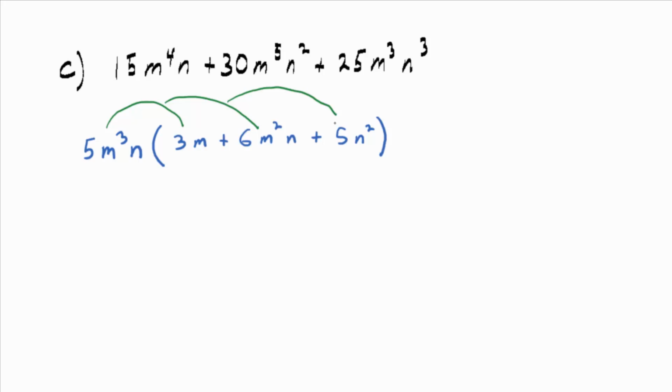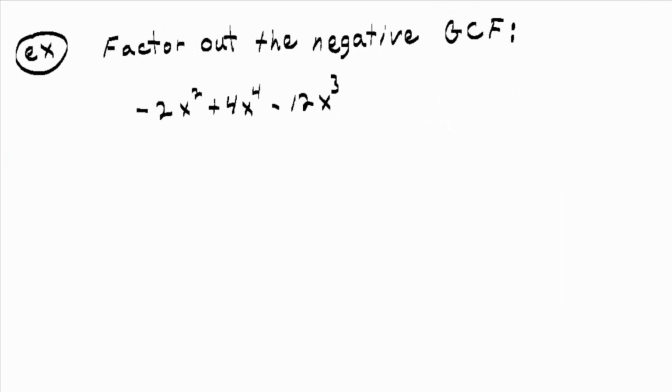Old stuff, right? I'm hoping? Yeah? Okay. There will be times when you want to factor out a negative number or a negative quantity. So let's factor out the negative GCF. In other words, treat this like the other problems, except instead of factoring out the positive GCF, put a negative in front of it. So what would the negative GCF be of the polynomial negative 2x squared plus 4x to the fourth minus 12x cubed, with those as your terms?